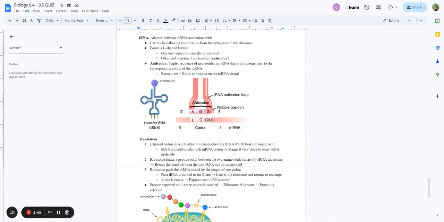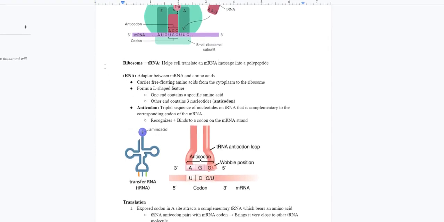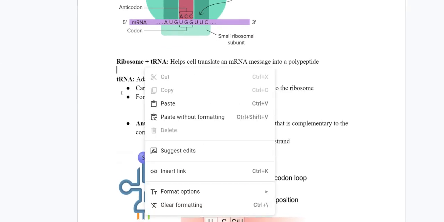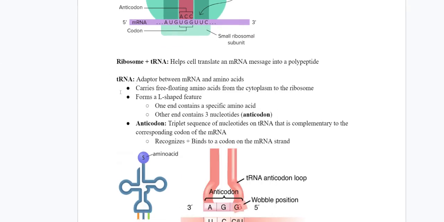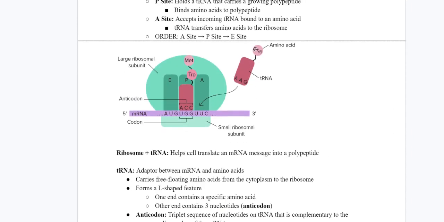Now, we want to talk about tRNA. So tRNA is what we call an adapter between mRNA and amino acids. Okay, I'll explain this further. So tRNA, as I said before, carries this amino acid together with it. So it goes to the amino acid, it attaches with it, and it transports it to the ribosome.